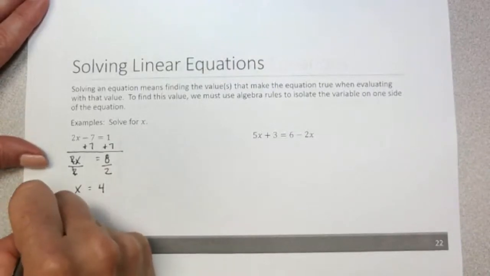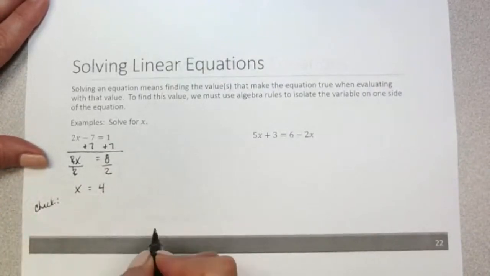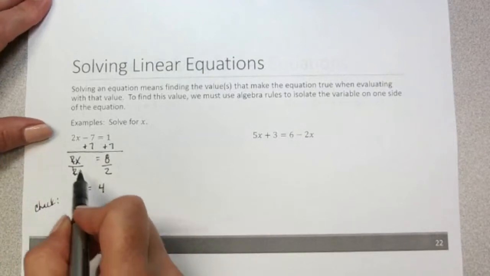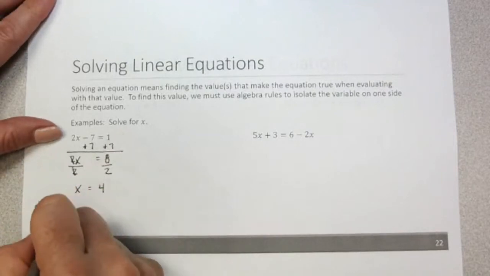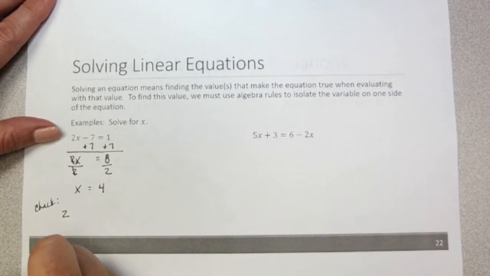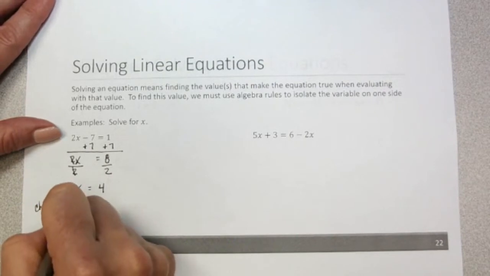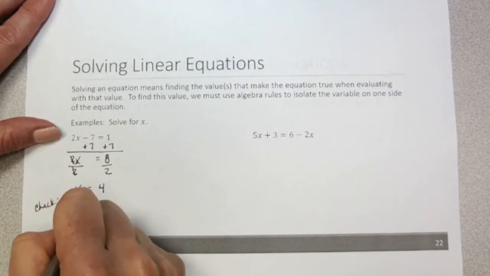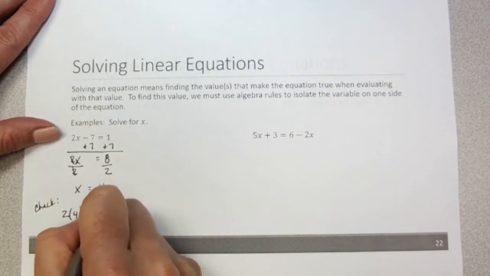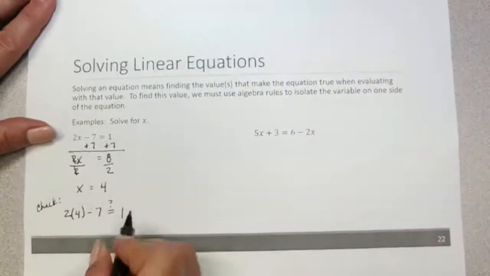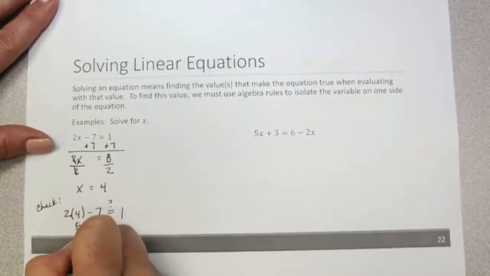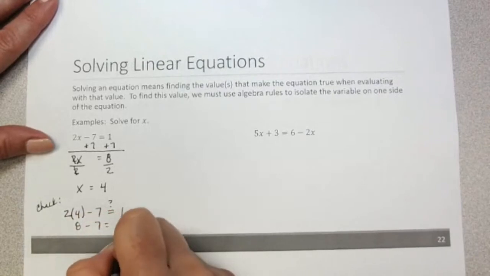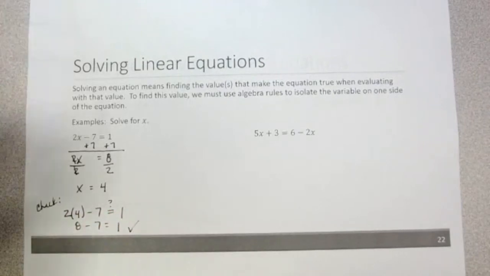Let's just check that. To check that, we're going to substitute that 4 back into the equation for x. So we want to find out, is 2 times 4 minus 7 equal to 1? Well, 2 times 4 is 8, and of course, 8 minus 7 is equal to 1.